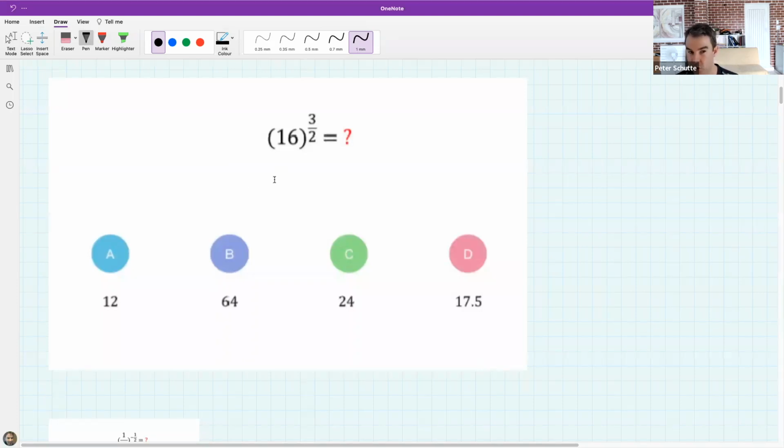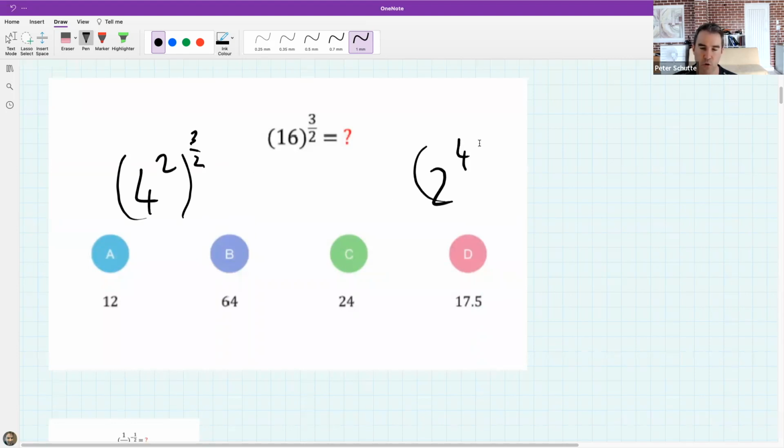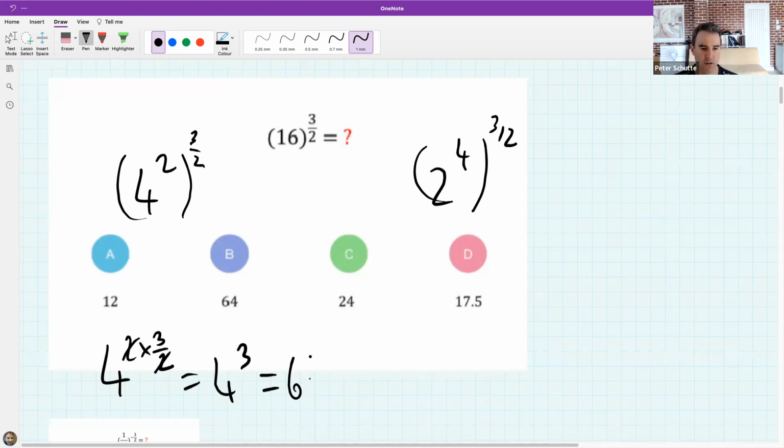Now, there are 2 ways that you could do this question. The one way is to say 16 is 4 squared, and you write it like that. Or you could write 16 as 2 to the 4. Both work fine. Now you apply what's called law 3, the power law, where you say, if 2 powers are next to each other like this, you can multiply them. So we would get 2 times 3 over 2. And if those 2 cancel, we get 4 to the 3, or 64.